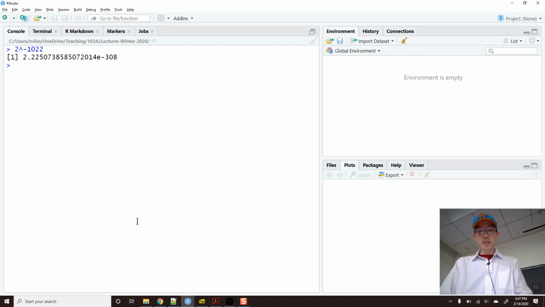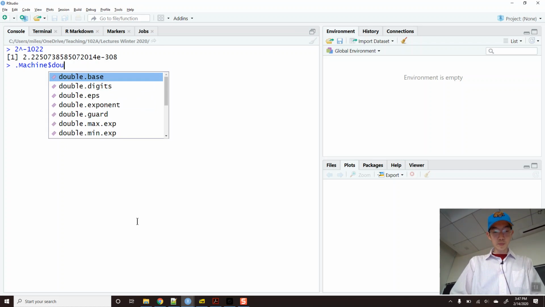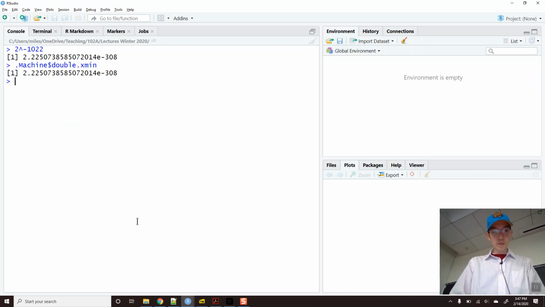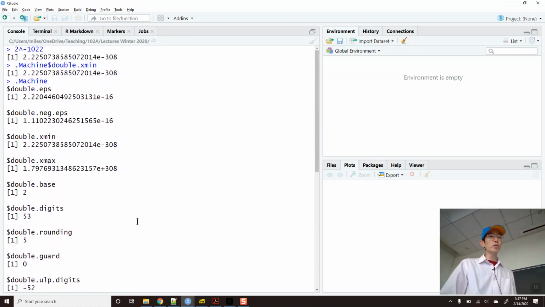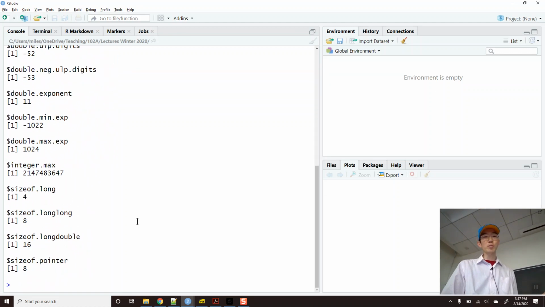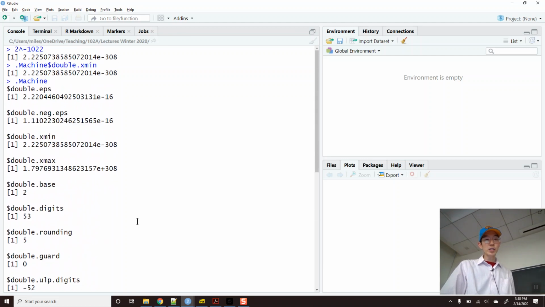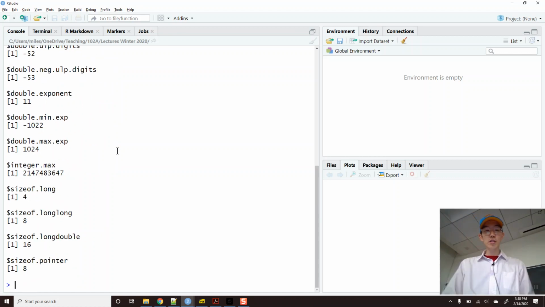This is known as machine double x min, if I can spell. This is the smallest normalized value I can represent. And if you type in dot machine, these are just values that it will tell you, the biggest value you can represent, the smallest value you can represent, and so on. So double x min is the smallest normalized value, and that's 2.225 times 10 to the negative 308. Basically 2 to the negative 1022.